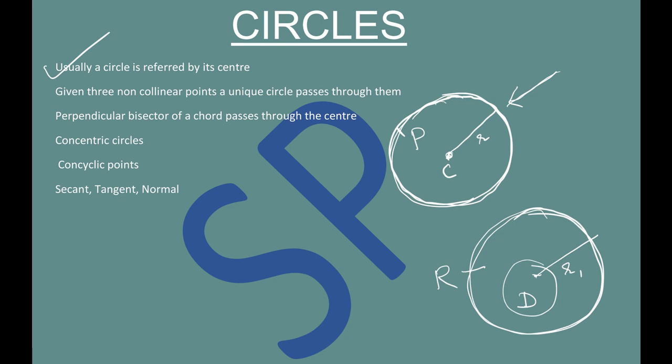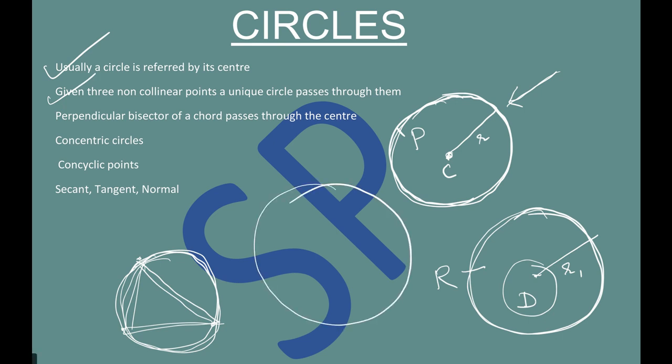Given three non-collinear points, there is exactly one circle passing through them. Now obviously you can see that if I take the triangle formed by those 3 points, the circle becomes the circumcircle of the triangle. Next, if you take a circle, take any chord and that is the center. If you take the perpendicular bisector of this chord, then it always passes through the center of the circle.